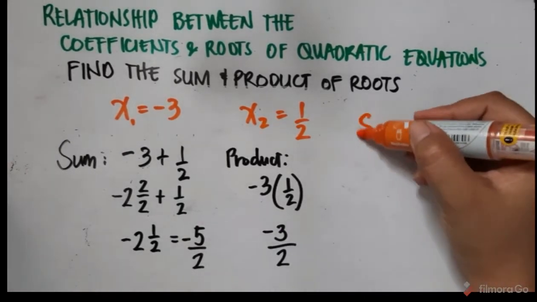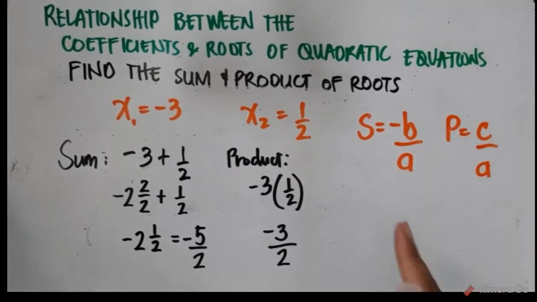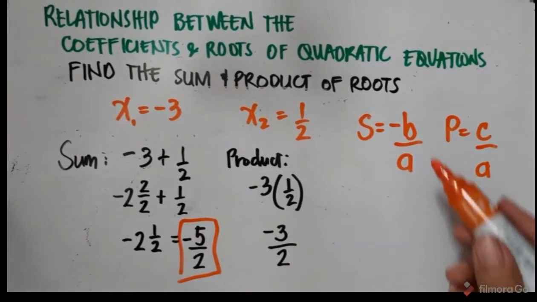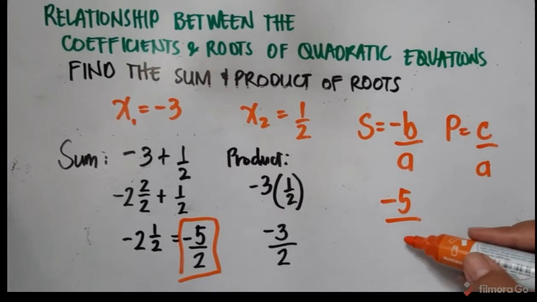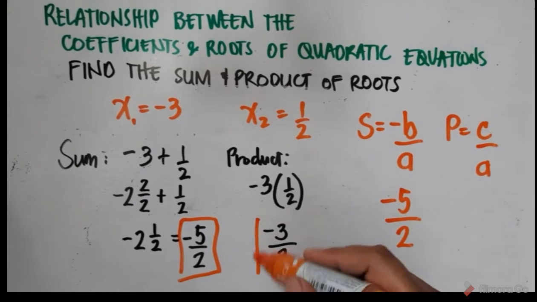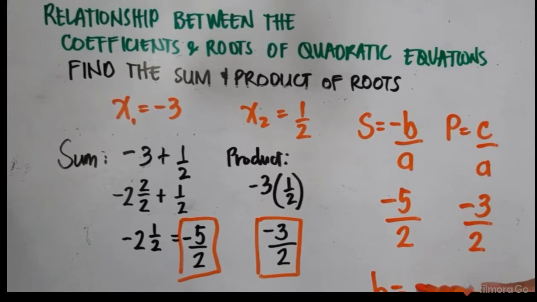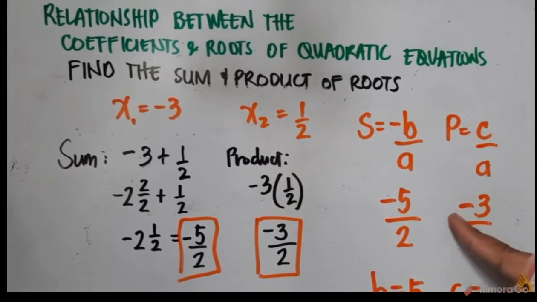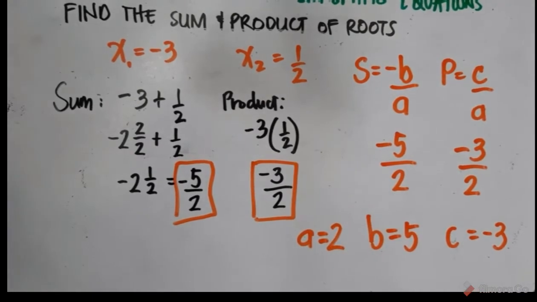Again, remember the formula for the sum of the roots, we have negative B over A. And for the product of the roots, we have C over A. Now we take this sum of the roots. So our B is negative 5 over 2. And for the product, we have negative 3 over 2. Okay, so again, remember, we have a negation there. So our B is positive 5. Our C is negative 3, while the value of A is equal to 2. That's it.